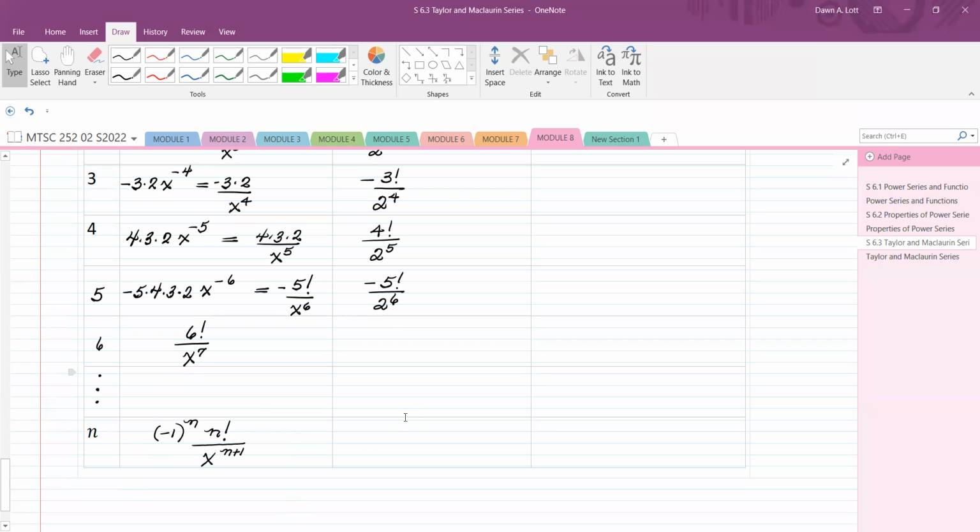Is it going to be -1 to the n, and then n over factorial, sorry, over... is it just 2 and then n plus 1 to the n plus 1? That's correct.